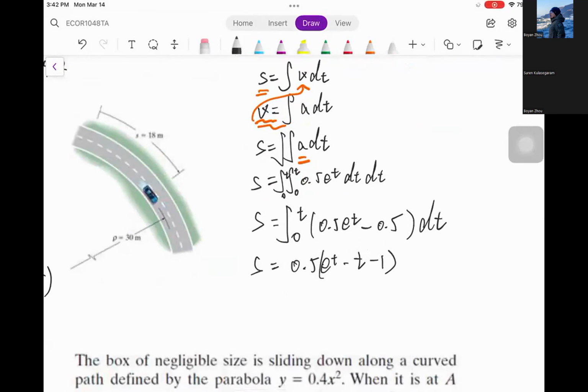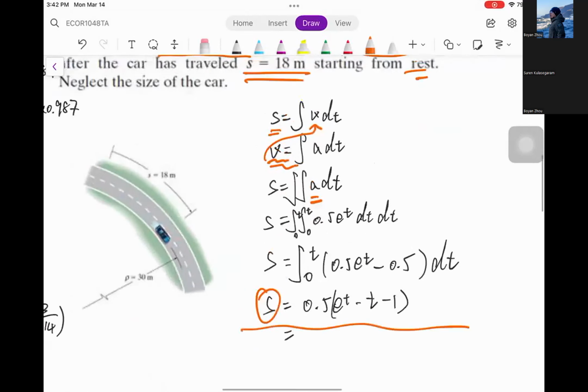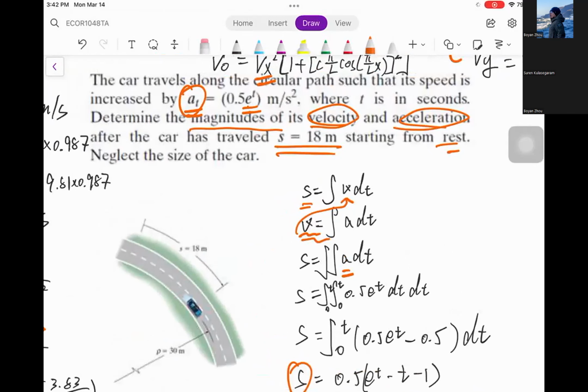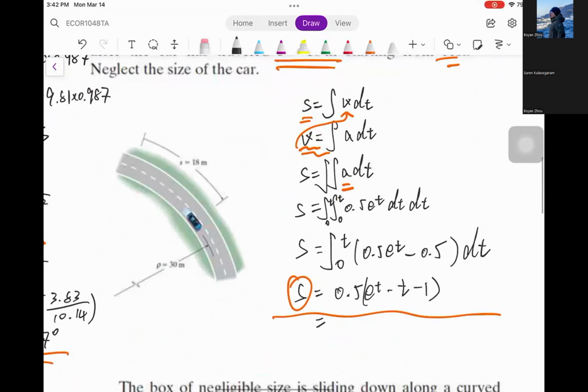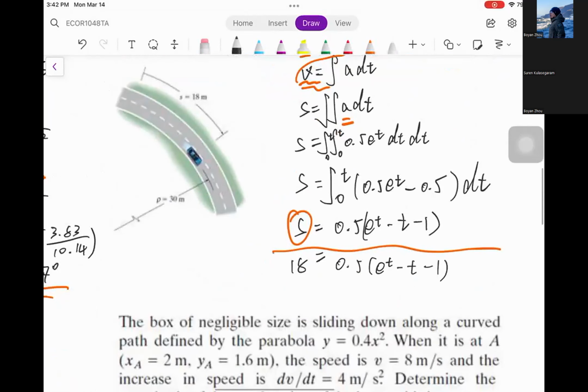For this question, don't worry about the math. You just need to know we're doing the integration twice, because we're going to see there's a problem with the math now. So we have this equation now, and we know s. It's saying when the car travels s equal to 18 meters, so we're going to put 18 over here. So 18 is equal to 0.5 e to the t minus 1. And then we're going to solve for t. So what we're going to have here is 37 is equal to e to the t minus t.